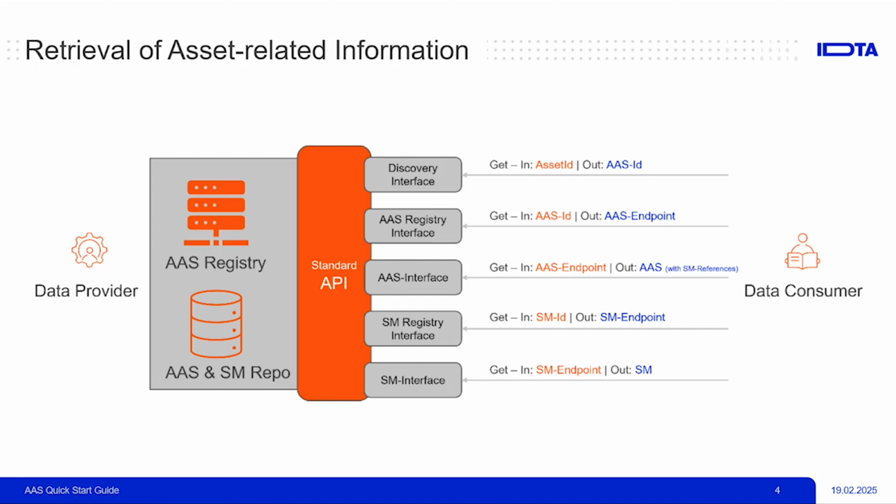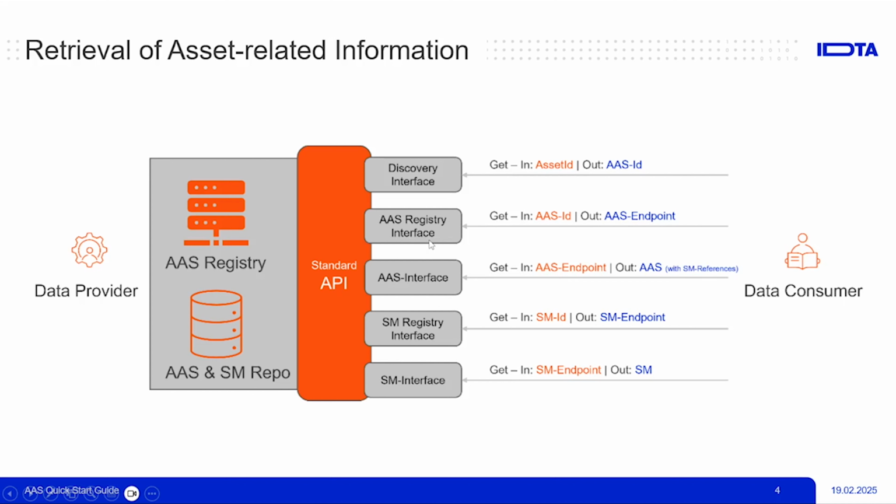Now that we have come across these terminologies like discovery, registry, or repositories, let's see what exactly these terminologies are. So let's start with the discovery interface. The discovery interface helps us in having a fast search based on identifiers. For instance, if I provide an asset ID, then I can retrieve the corresponding shell ID or asset administration shell ID. So it is nothing but a key value pair for identifiers.